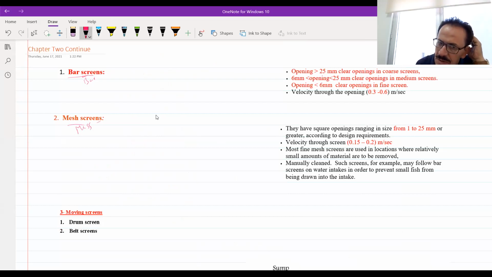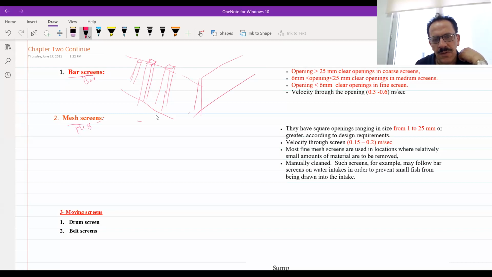What is the difference? Bar screens are usually rods, sometimes circular in shape, sometimes square. They will be put in this way, and there will be another one beside that one, aligned at the intake of this channel, and the water will come inside this channel. This is called a bar screen because we have bars here.